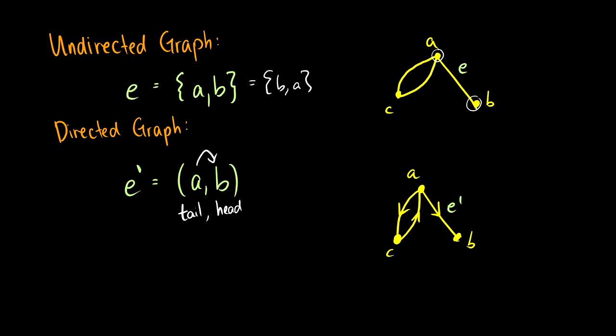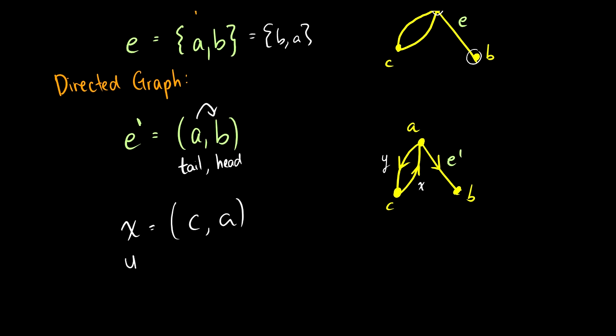So for instance, what is this X right here? How do we write that? Okay, X goes from C to A, so we write X is (C, A). What about this Y here? Okay, well, Y would be (A, C). So these two are different.